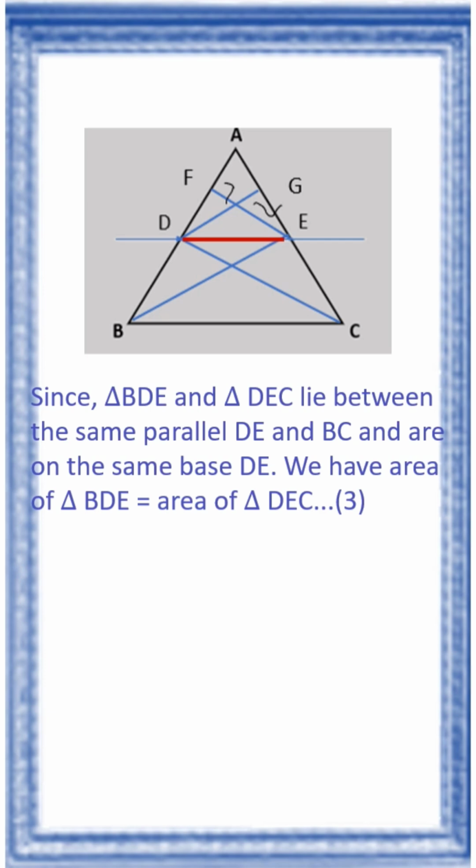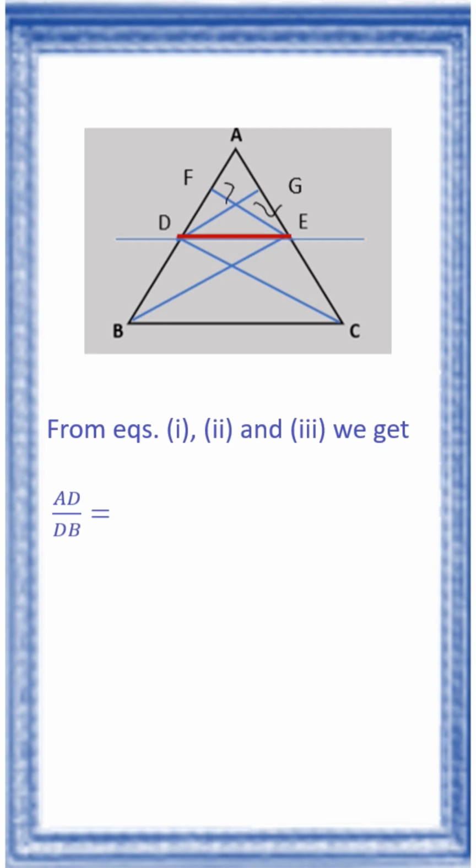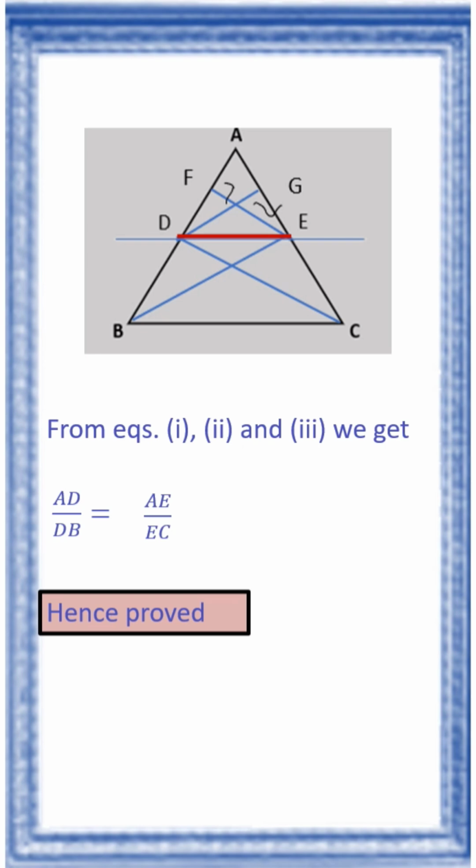Since triangle BDE and triangle DEC lie between the same parallels DE and BC and are on the same base DE, we have area of triangle BDE is equal to area of triangle DEC. Let this be equation number 3. From equations 1, 2 and 3 we get AD by DB is equal to AE by EC. Hence proved.